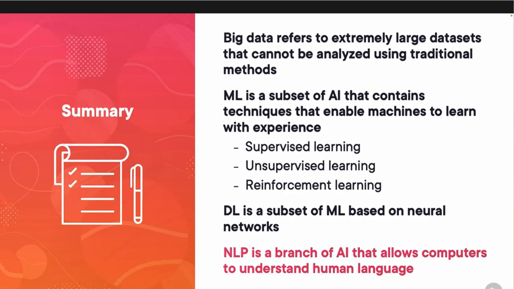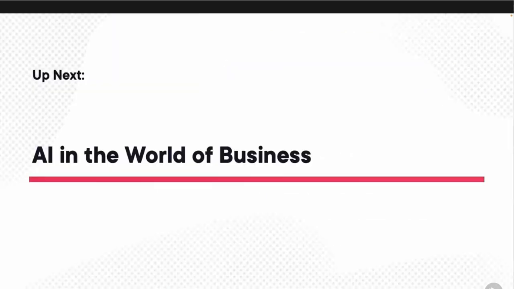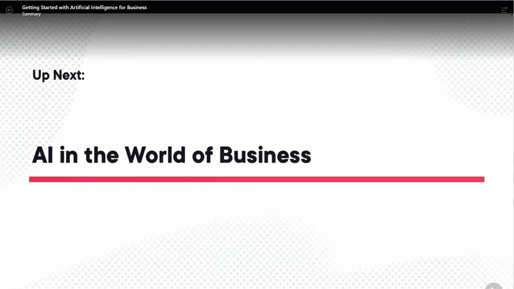Finally, we looked at NLP or natural language processing, which is a branch of AI that helps computers to understand and analyze human language. Up next, in the final module of the course, we'll take a look at the effects of AI in the world of business.